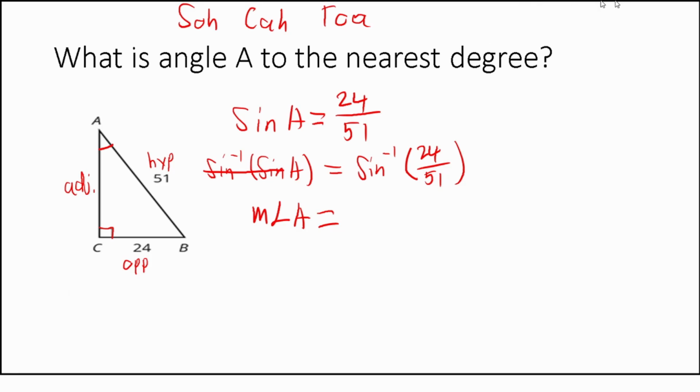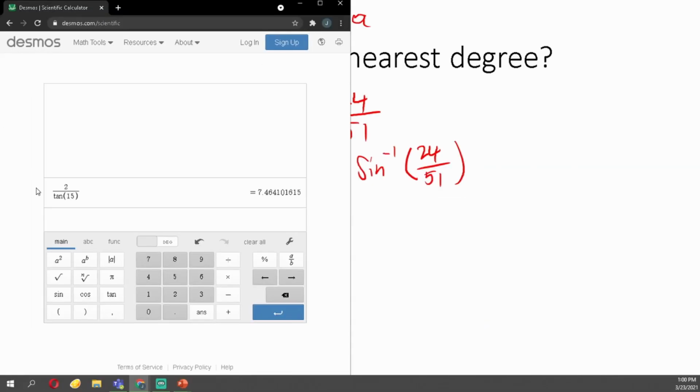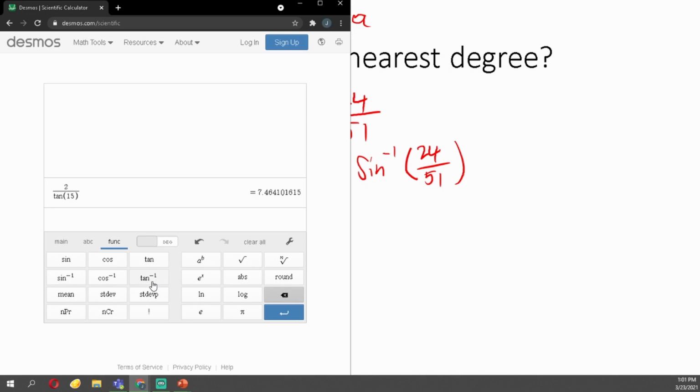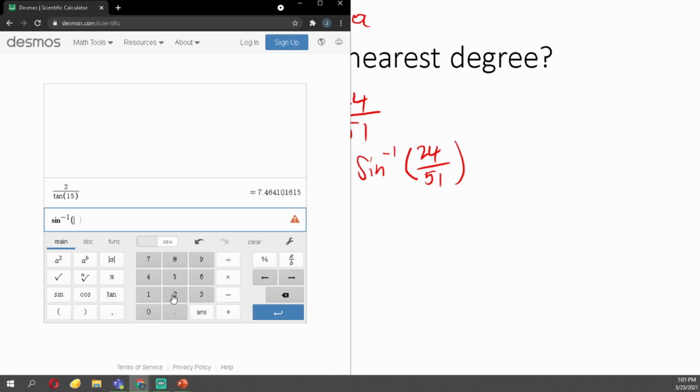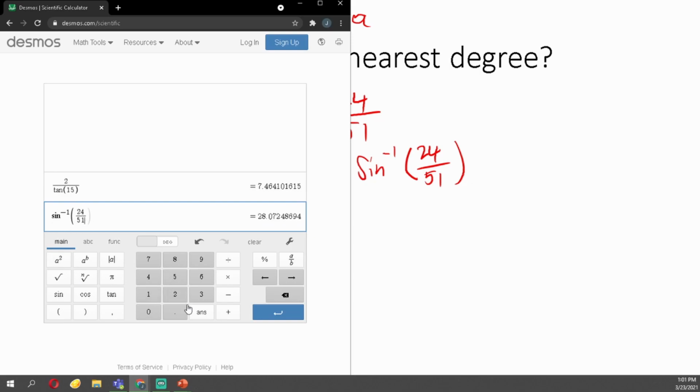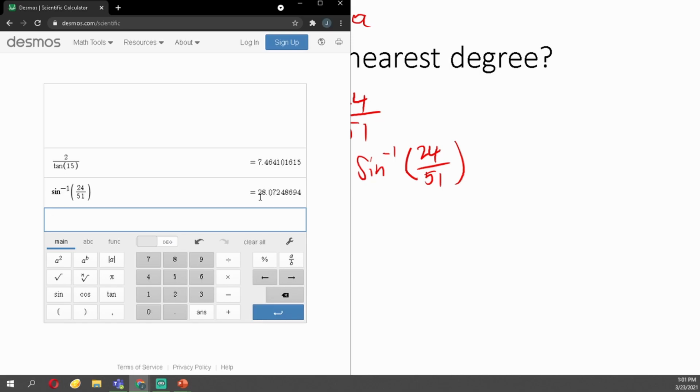So let me just drag it over again and show you how to get to your inverses, right? So this is what we want to type in, sine inverse of 24 over 51. In order to do that, you click on this little function button here, and now you'll see your sine inverse, cosine inverse, and tangent inverse. So you're going to click sine inverse, you'll click back to main, and all we have to do is type in 24 divided by 51. Boom, it shows up perfectly. Obviously, make sure we're in degrees, and we are good to go.